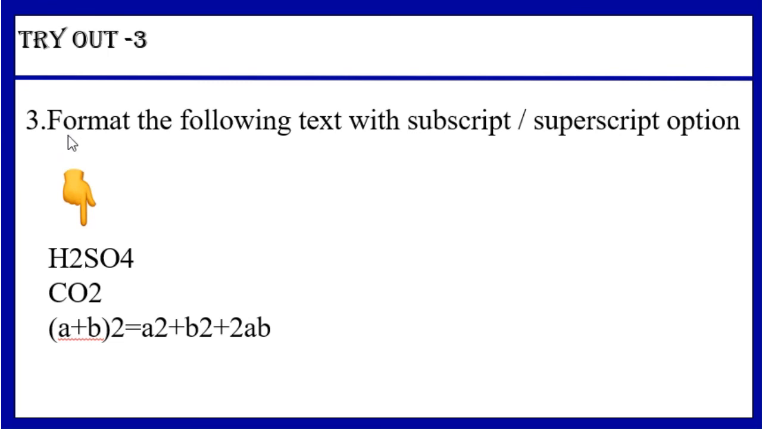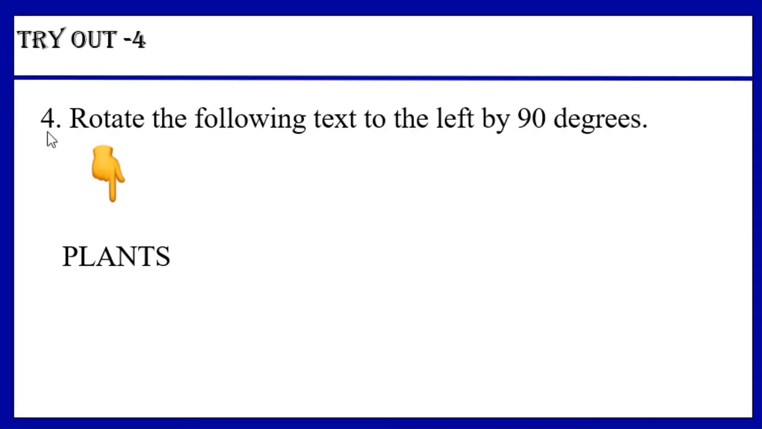Here is your third activity. Format the following text with subscript, superscript option. Children, you have to decide for which one you have to enable subscript option and for which one you have to enable superscript option, and do accordingly, children. Here is your activity number 4. Rotate the following text to the left by 90 degrees. So, you have to rotate this word plants towards left by 90 degree. Do accordingly, children.